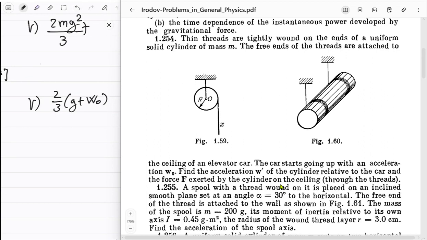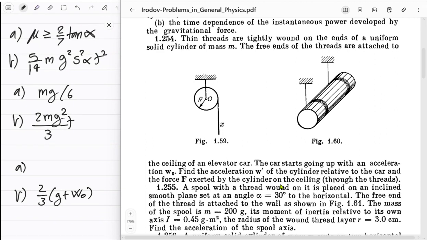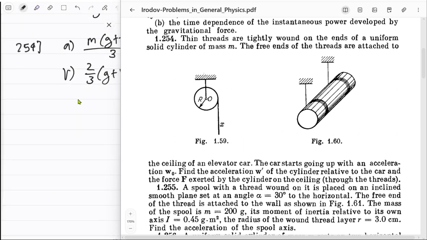No big deal. And what is the force F exerted by the cylinder on the ceiling through the threads? In the reference frame we just got this tension, but it's the same thing. What was the tension once again? It was mg upon 6. That was for one of these strings. The total would just be mg upon 3, but now it's mg effective upon 3. So m times (g plus w naught) upon 3, I think. Yeah, next question.